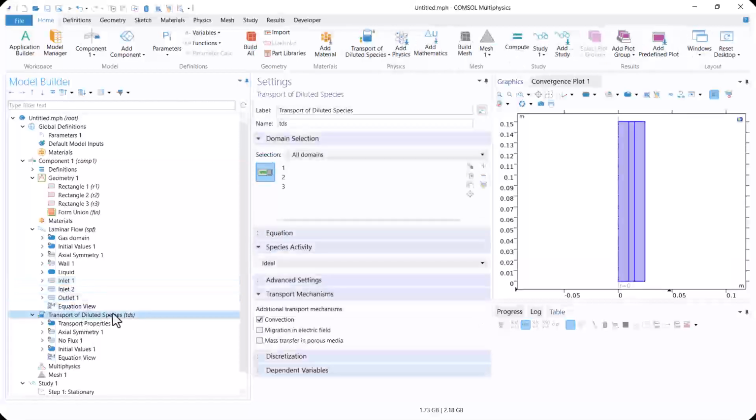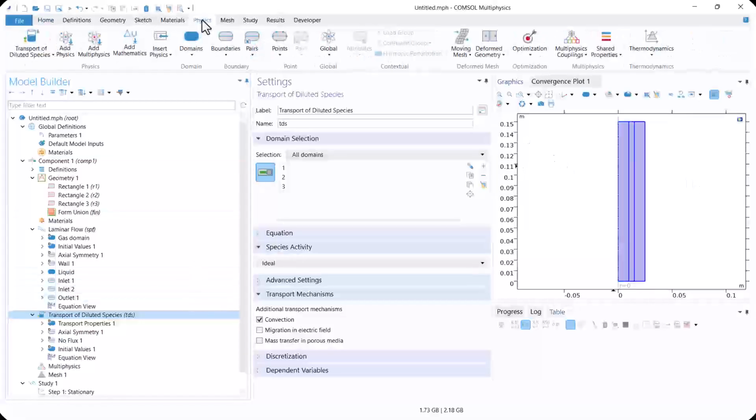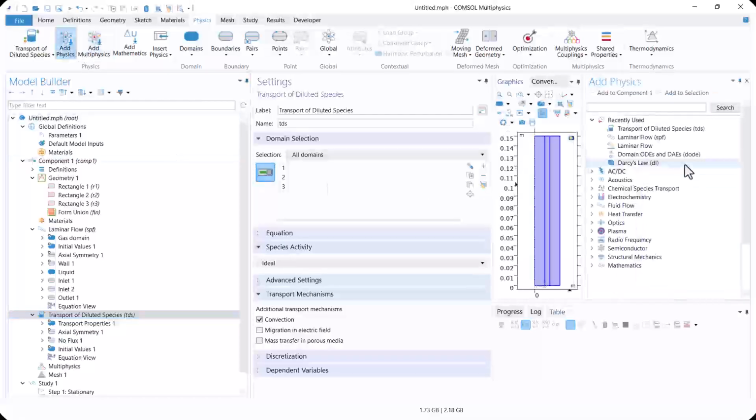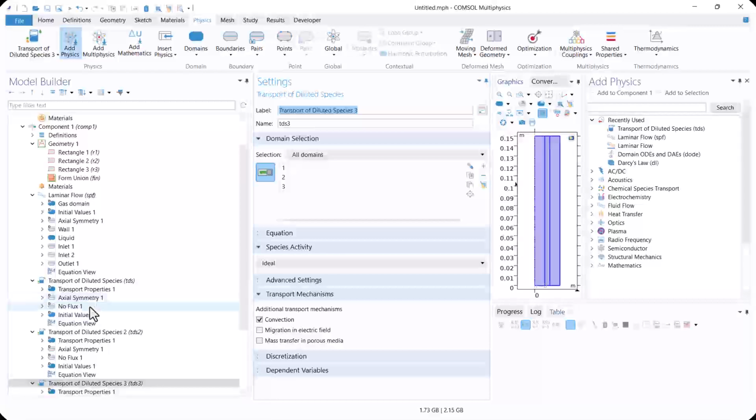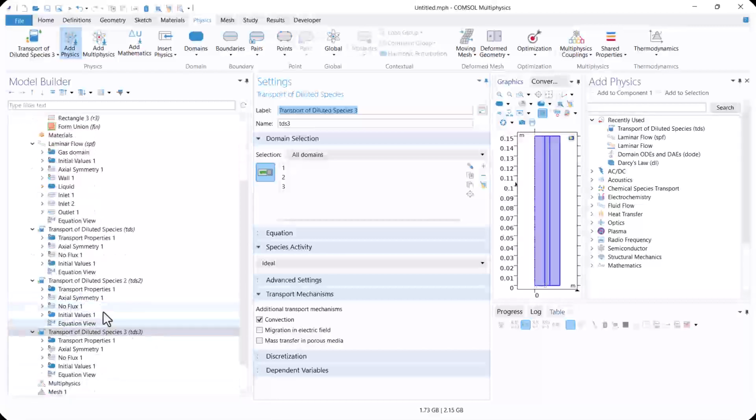Now click on transfer of diluted species, and here we need to define three mass transfer domains. One of them is for liquid, another for gas, and finally another for membrane. So click on physics and click on add physics. Here we need to select another two transfer of species. So add component and we select another transfer of diluted species.